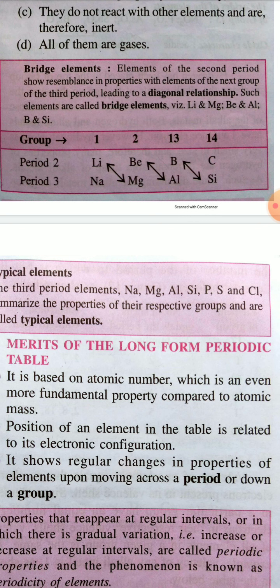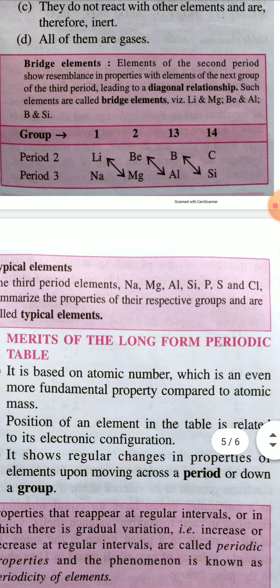So these are bridge elements. Examples of bridge elements are lithium and magnesium, beryllium and aluminium, boron and silicon. Bridge elements are elements of the second period which show resemblance in properties with the elements of the next group of the third period. Okay, and these elements are called diagonal bridge elements, and this phenomenon is called diagonal relationship.